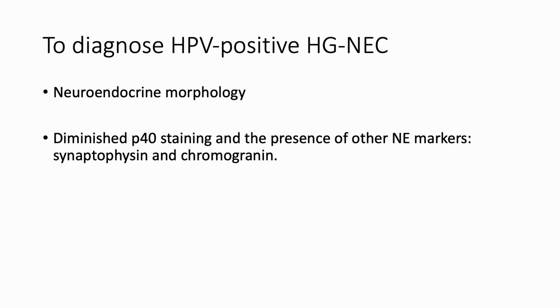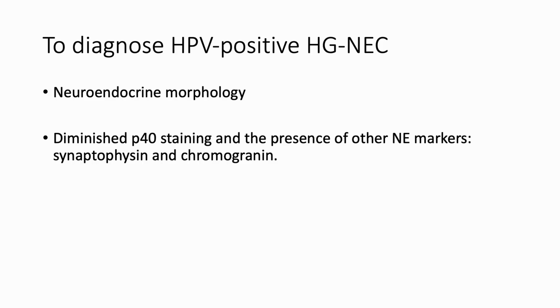How do we diagnose HPV positive high-grade neuroendocrine carcinoma? First and foremost, the tumor must demonstrate neuroendocrine morphology. Additionally, there should be diminished or absent P40 expression, accompanied by positive staining for neuroendocrine markers such as synaptophysin and chromogranin. Given the significant clinical implications of diagnosing HPV-positive high-grade neuroendocrine carcinoma, it is essential to apply strict and rigorous diagnostic criteria. We have now discussed neuroendocrine morphology and the appropriate use of neuroendocrine markers.